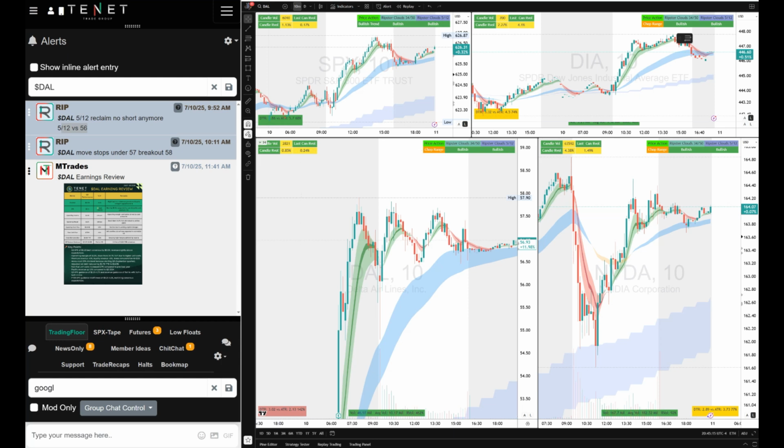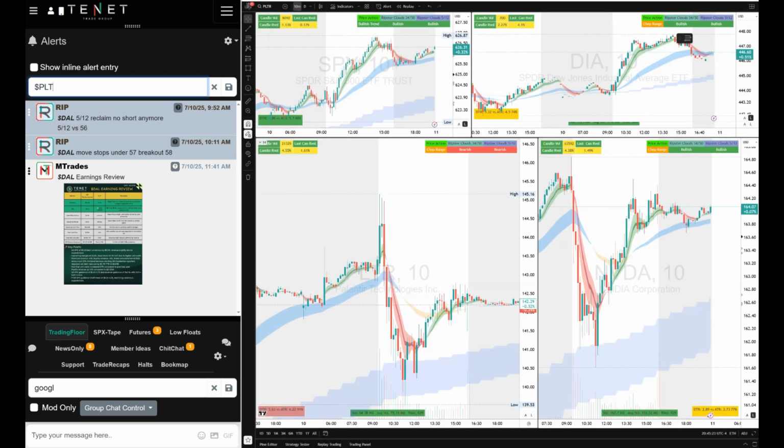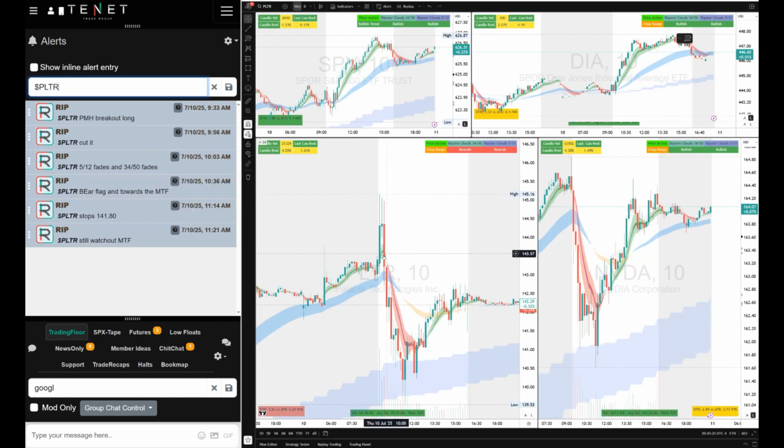The next one we're going to look at is PLTR. So what was PLTR doing? We were initially long on PLTR, but as soon as it broke 512, we exited it. I told the traders it's a 512 short or 34.50 short. You short it here, 143, take it all the way to the MTF. It broke the bear flag. I gave the target of MTF. I gave the stops at 141.80. We hit our target. Beautiful $3 fade on PLTR.